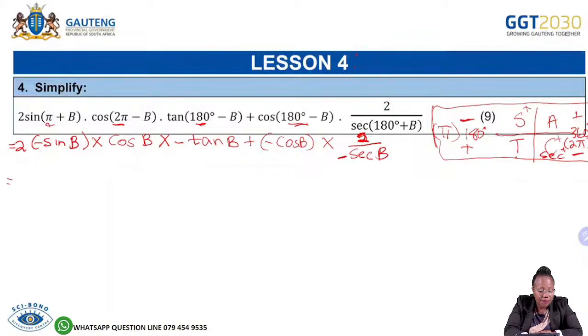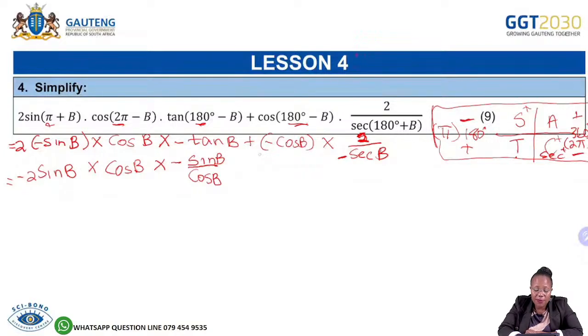Right, let's simplify further. A positive 2 times negative sine B, it will be negative 2 sine B. Multiply by cos B, multiply by negative tan B. A tangent can be written as its identity, sine B over cos B. Positive times a negative is a negative, or you can say this negative multiplied by that negative, you'll still have a positive cos B.